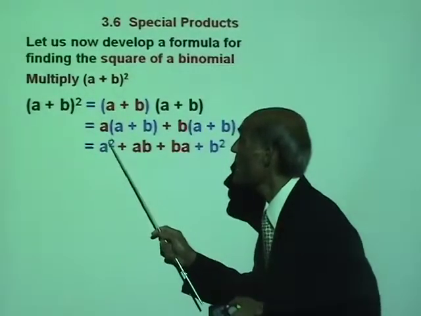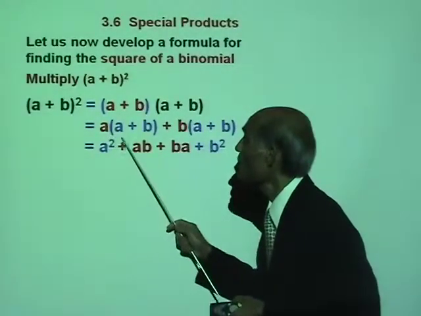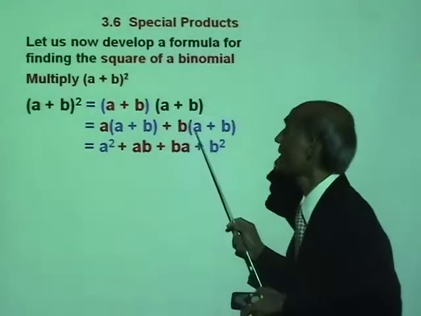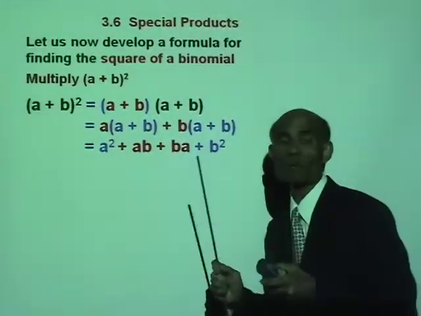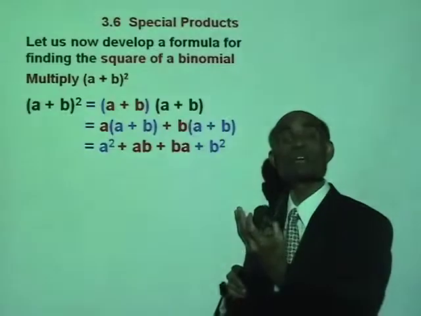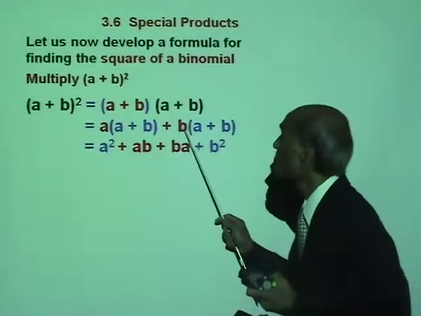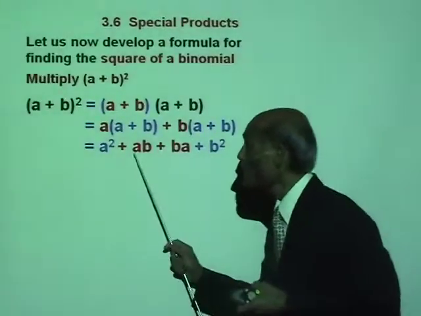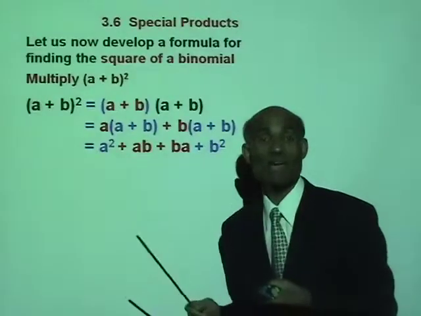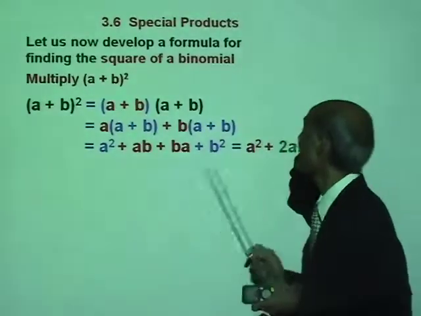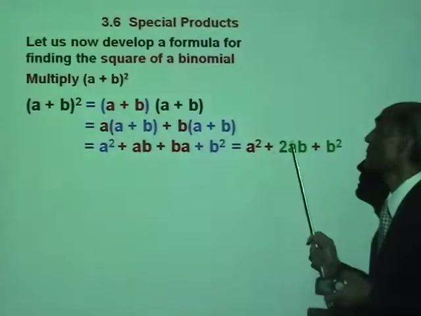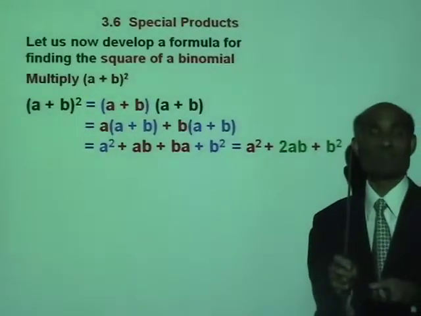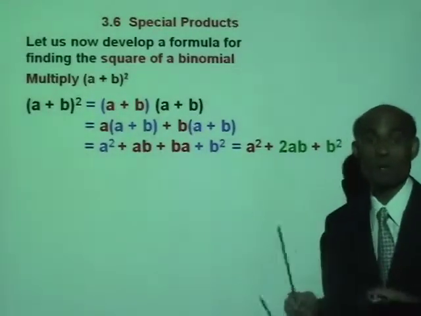Now a times a is a squared, a times b is plus ab, plus b times a is ba. Remember, ba and ab are the same thing. Plus b times b is b squared. Now, the middle terms, ab plus ab is actually 2ab. You get a squared plus 2ab plus b squared. That's a formula that is good to remember.